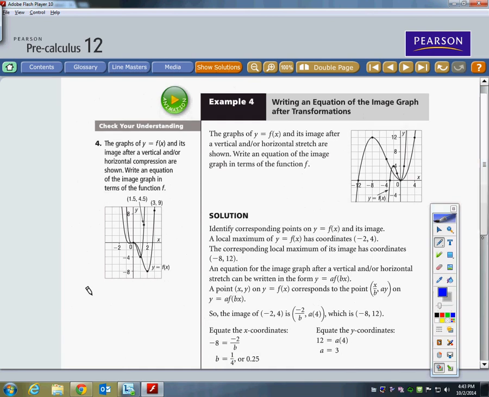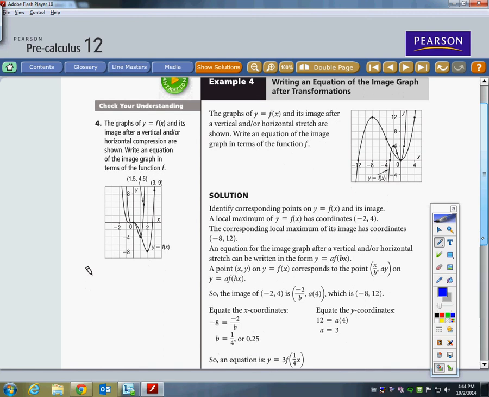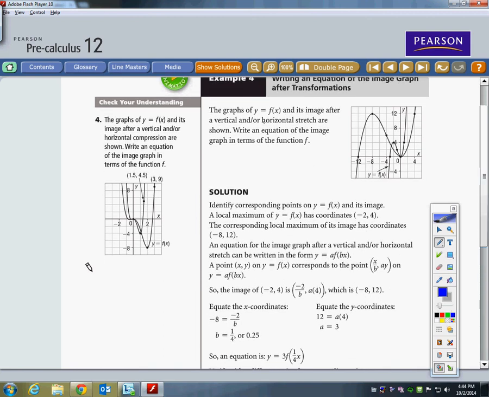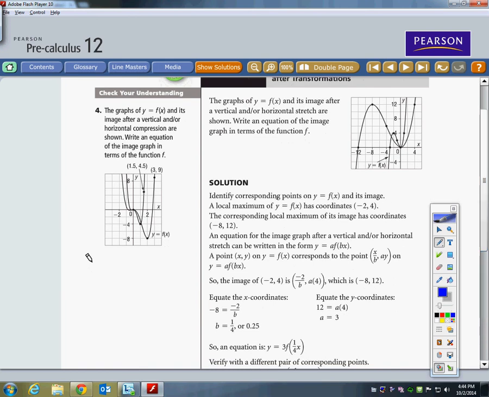Okay, so write an equation of the image graph after transformation. So now, instead of the table of values, they want us to make an equation of it. So here we have the graphs of y is equal to f of x and its image after a vertical and a horizontal stretch. Write an equation of the image graph in terms of function f. All right, so identify corresponding points on y equals f of x and its image. Oh, you know what, I'm just going to try to do a pause here.